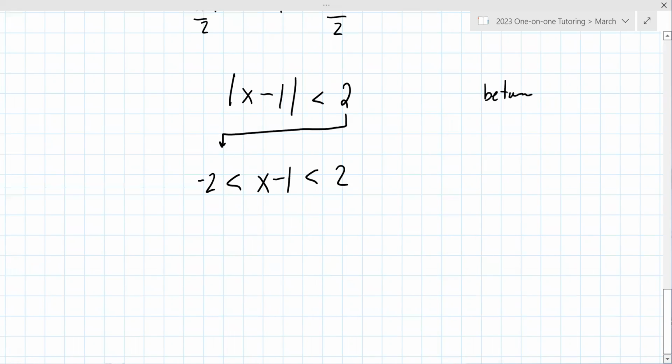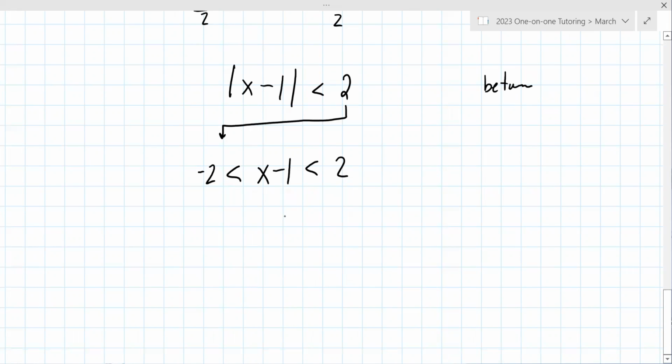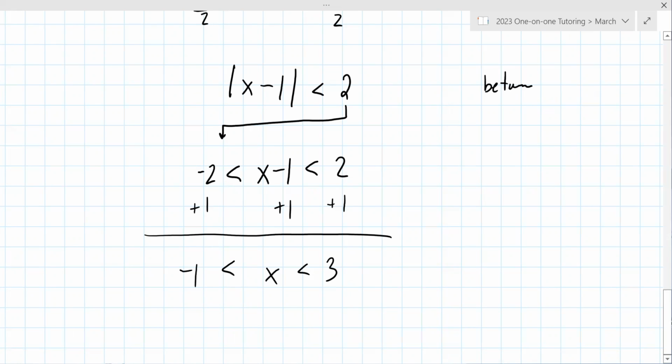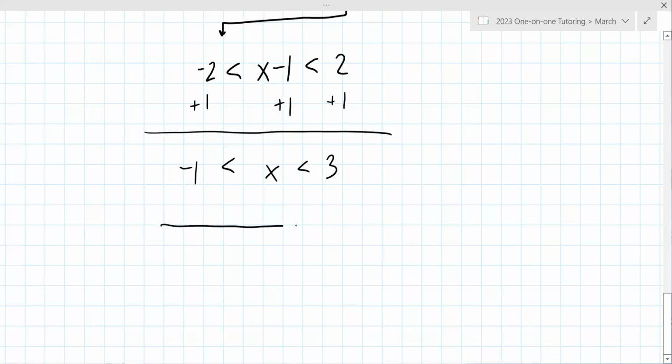All right, so then to solve for x, you have to undo this -1, add 1 to both sides. That's -1 less than x less than 3. When you graph this on a number line, I do think that's worth doing here. It helps to answer some of the other stuff. It's an open bubble, and it's everything between there.